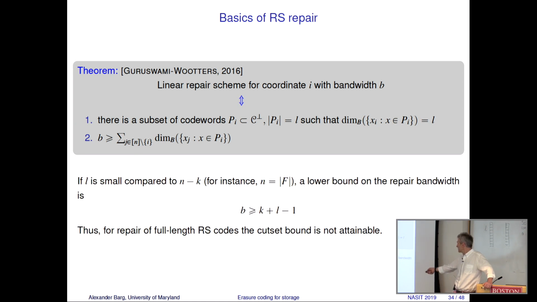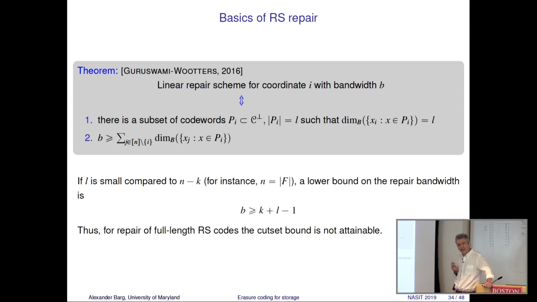If ℓ is small compared to the number of parity symbols, then the cut-set bound is not attainable. There's a trivial lower bound on the bandwidth. And so if the Reed-Solomon code has full length, which is q to the ℓ, 2 to the 4, then the cut-set bound is not attainable. And then, of course, it becomes an art. There is no simple universal expression for the bound, or at least there is this bound, but this bound is not very helpful for that repair.